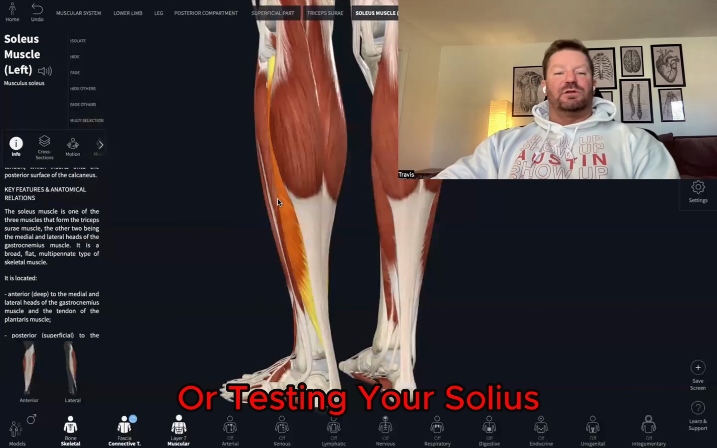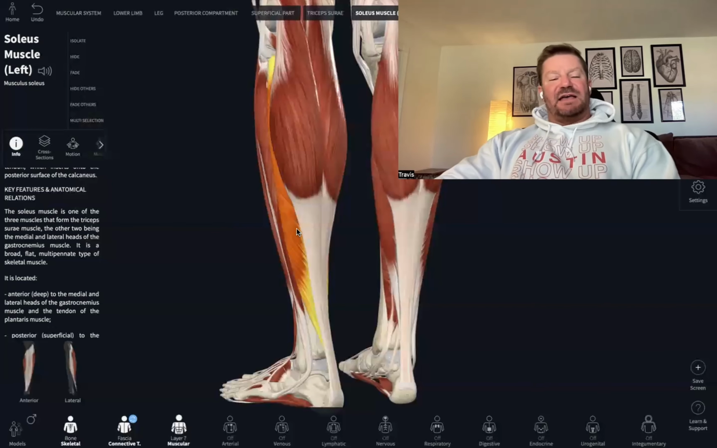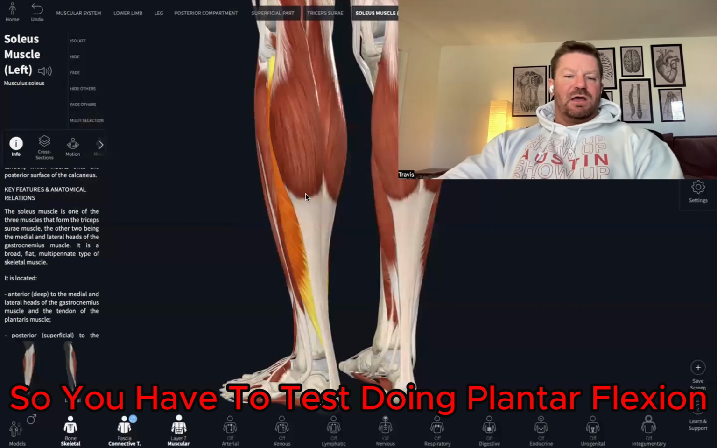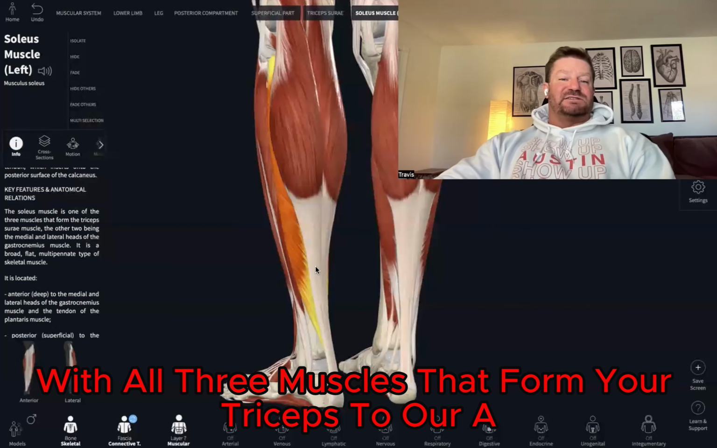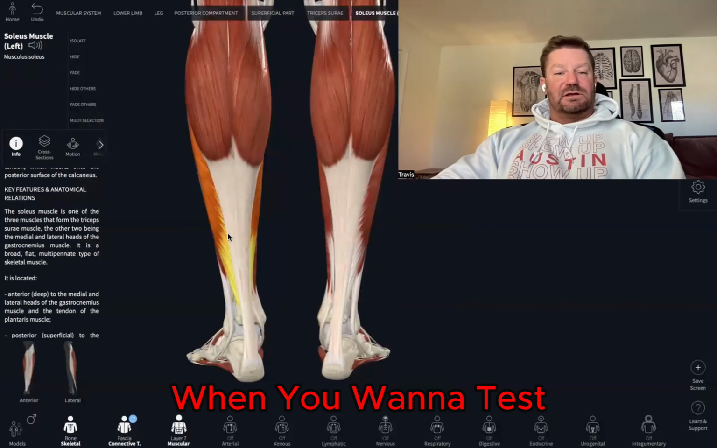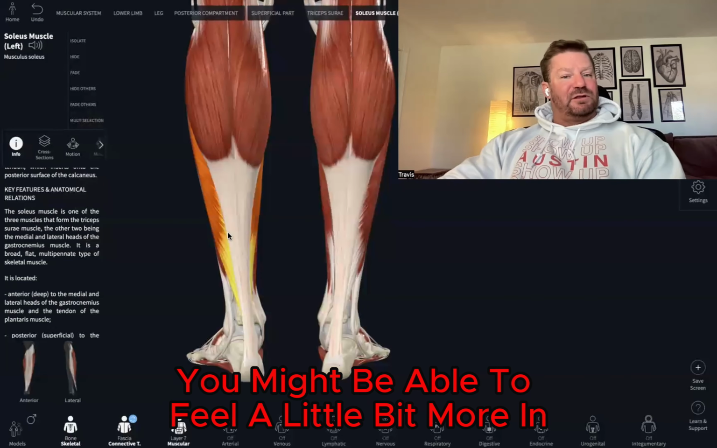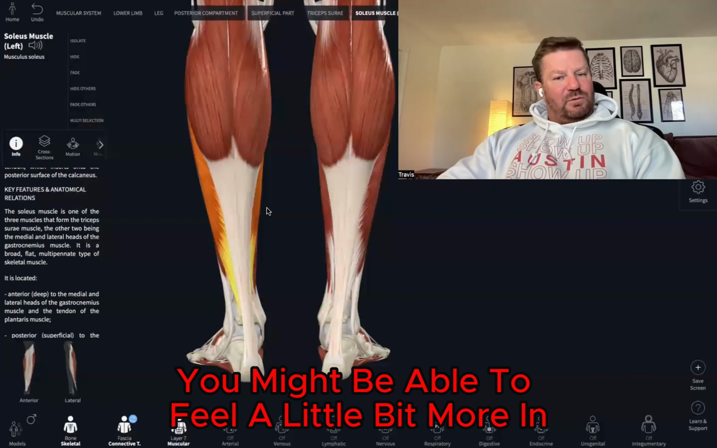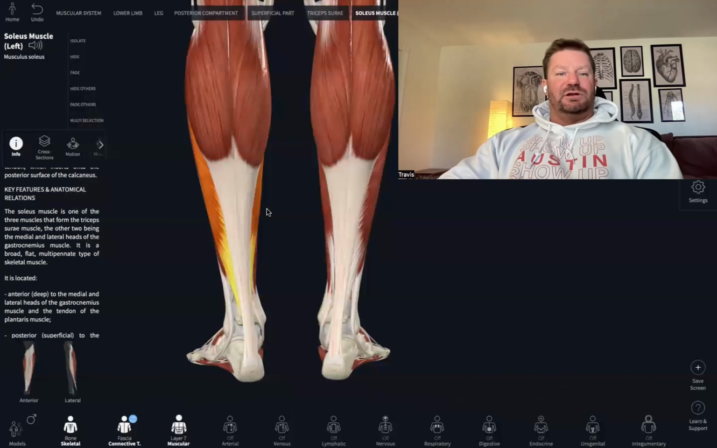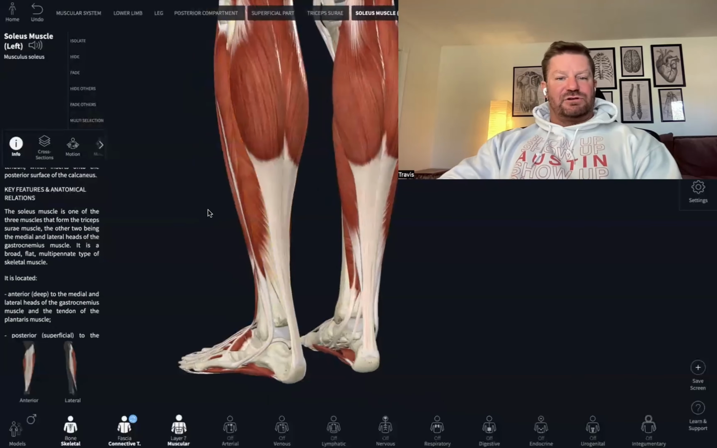For testing your soleus, the soleus can't really be tested in isolation. So you have to test doing plantar flexion with all three muscles that form your triceps surae. When you want to test plantar flex, you might be able to feel it a little bit more when you have knee flexion. So when your knee is a little bit more bent, give it a try.